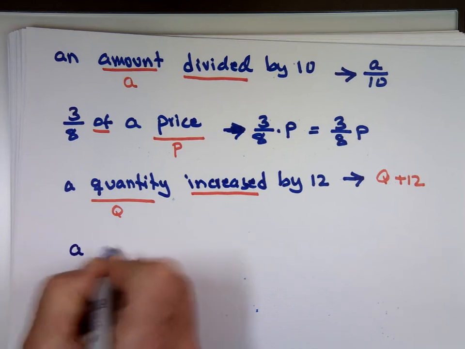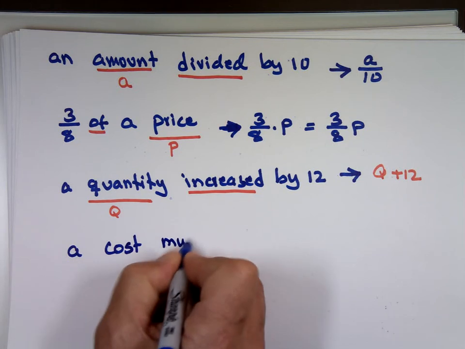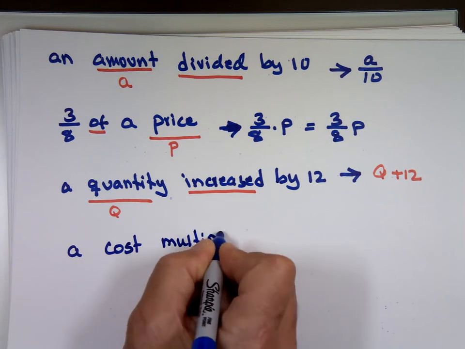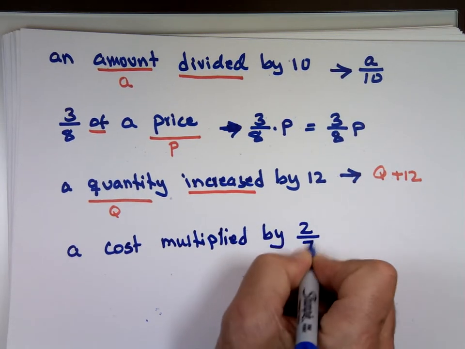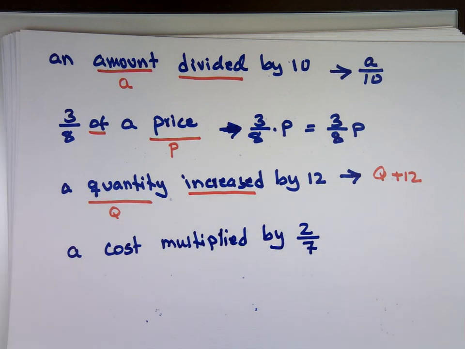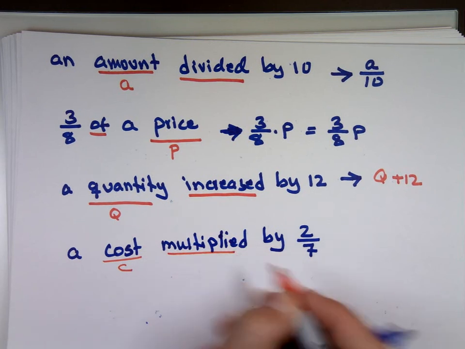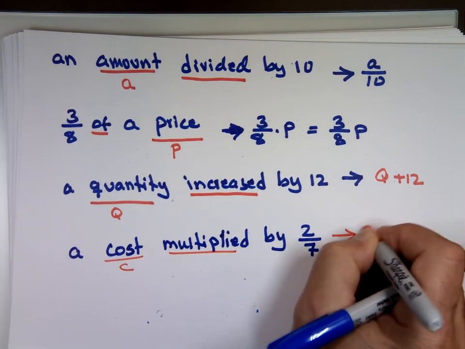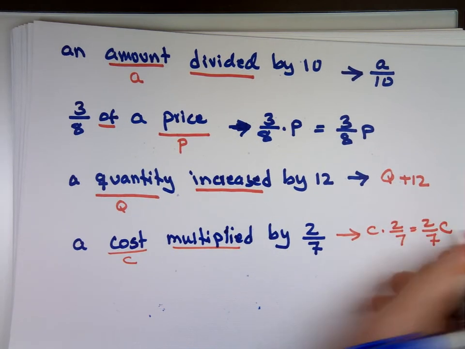The cost multiplied by 2/7. The cost, we'll use letter what? C. Multiplied means what? Multiplication. C times 2/7, which is the same as 2/7 times C. Doesn't matter if you put the dot or not.